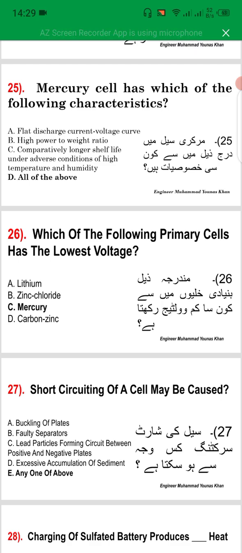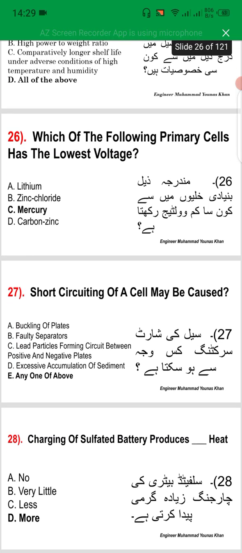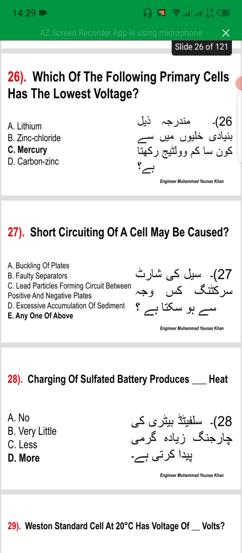Flat discharge current voltage curve, high power to weight ratio, comparatively longer shelf life under adverse conditions of high temperature and humidity, all of the above. Which of the following primary cells has the lowest voltage? Mercury.